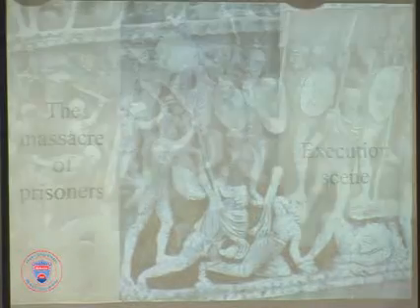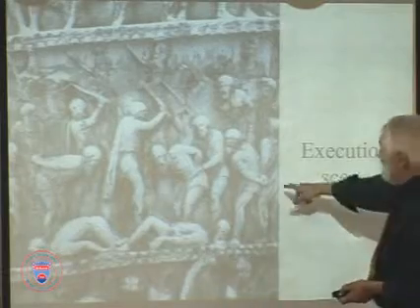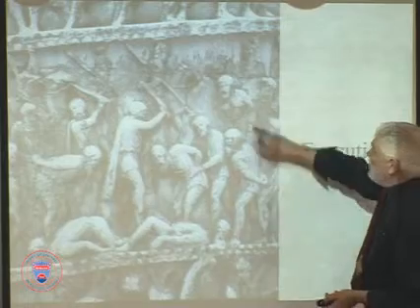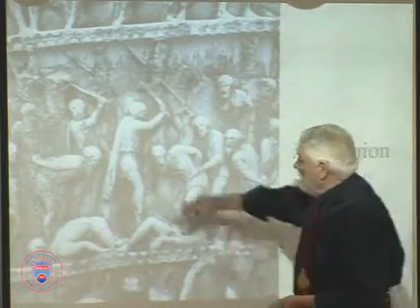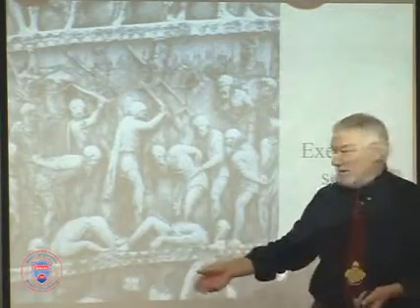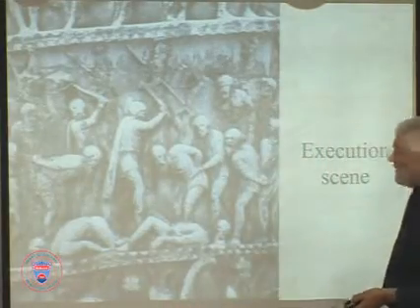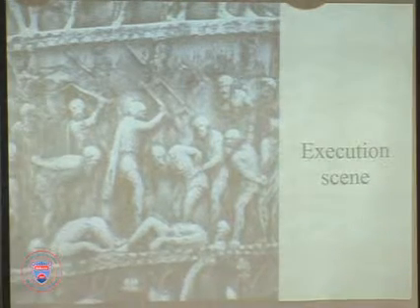This is pure brutality. The execution scene. Well, these are all recognised to be Germans, beards, trousers and so forth, being carted in by Roman soldiers, but it's Germans being forced to execute other German prisoners. So you see the heads lying around in the foreground like that, and the man about to lose his head as well.